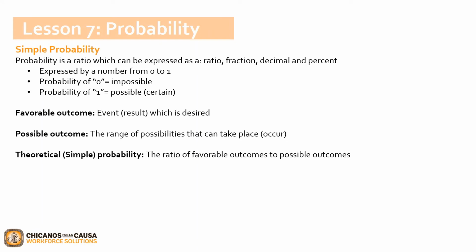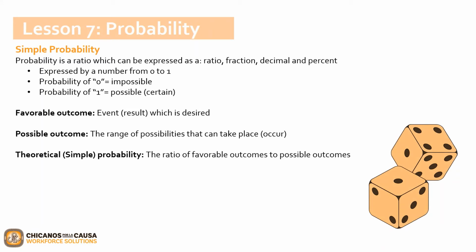This means that in the sense of probability, we have 3 different outcomes. We have the favorable outcome, which is the event or result which is desired, a possible outcome, which is the range of possibilities that can take place or occur, and of course, the theoretical simple probability, the ratio of favorable outcomes to possible outcomes.